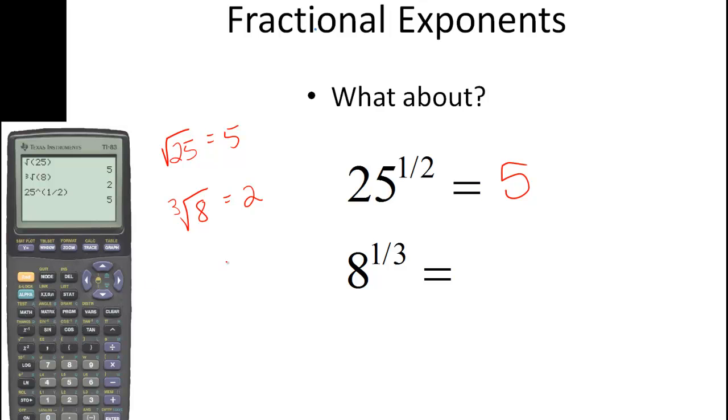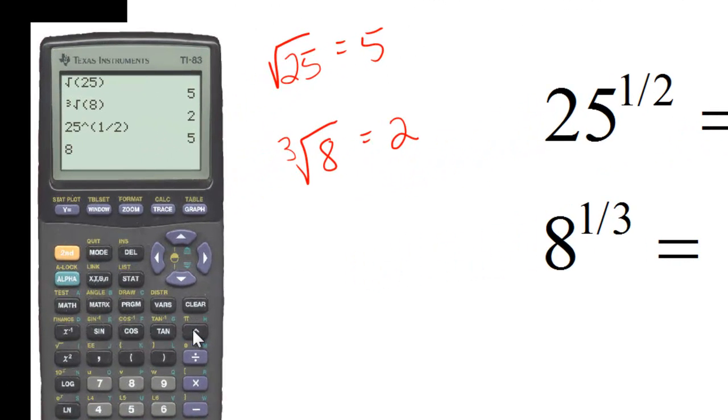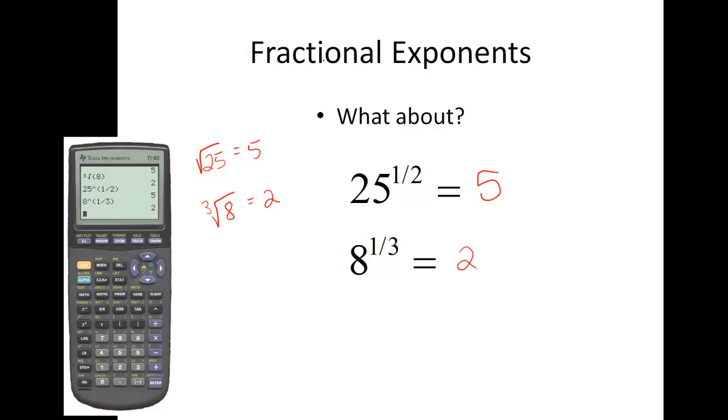That's interesting. Now how about 8 to the 1/3? 8 raised to the 1/3 power is in fact 2. So it appears that 8 to the 1/3 is equal to the cube root of 8. So the cube root is the same as the 1/3 power. The square root is the same as the 1/2 power. Remember that there's a 2 implied here, but we don't write it. It's assumed to be there.